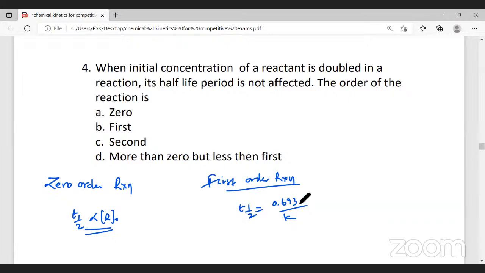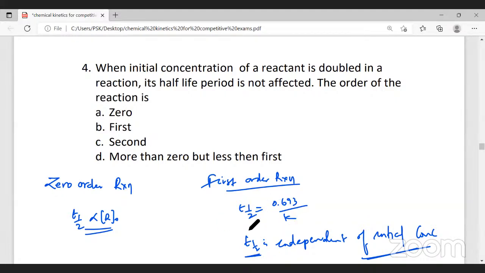Is there a concentration? No, sir. No concentration. That means half-life period is what? Independent of concentration. It is independent of initial concentration. Now, when I say half-life period is independent of initial concentration, whether you increase or decrease the concentration of the reactant, what happens? Half-life period will not be affected, because as per the equation, half-life period is independent of initial concentration.